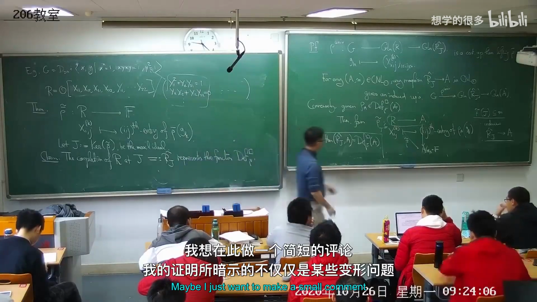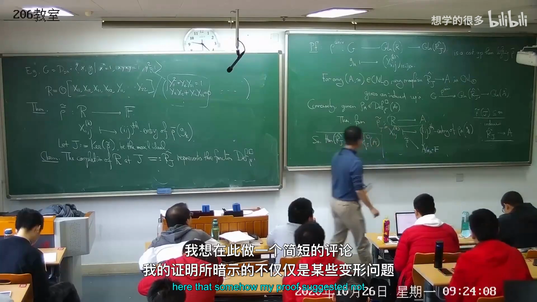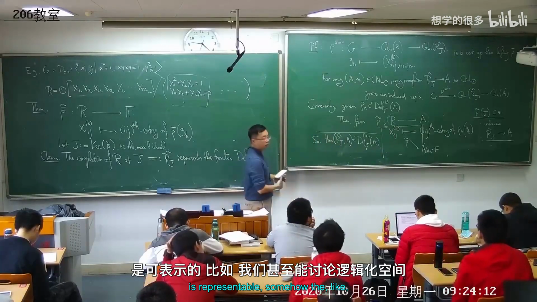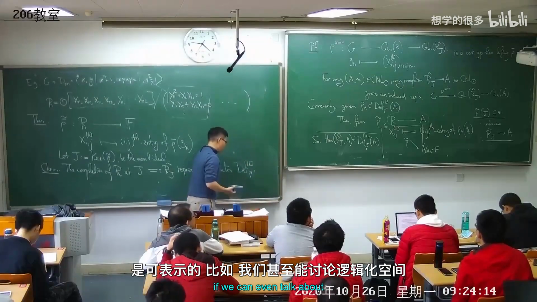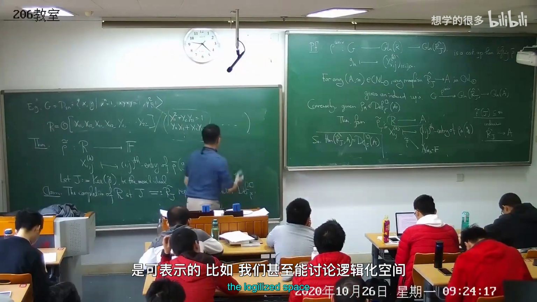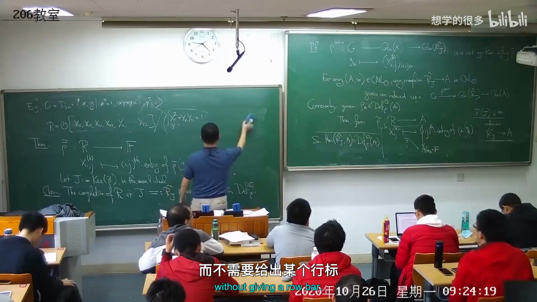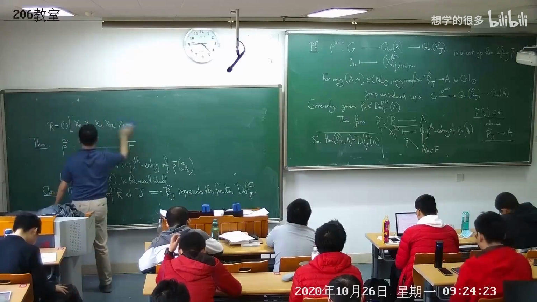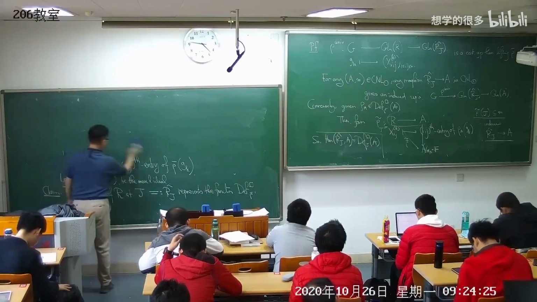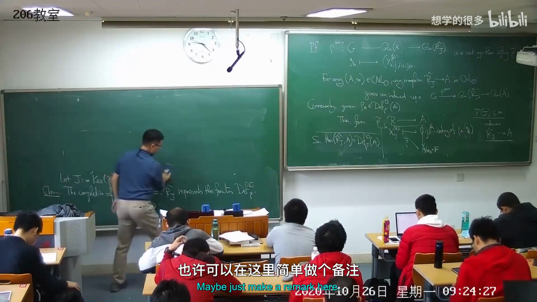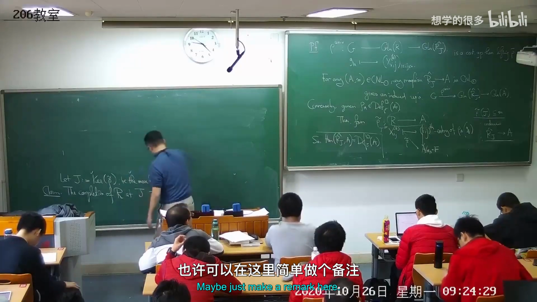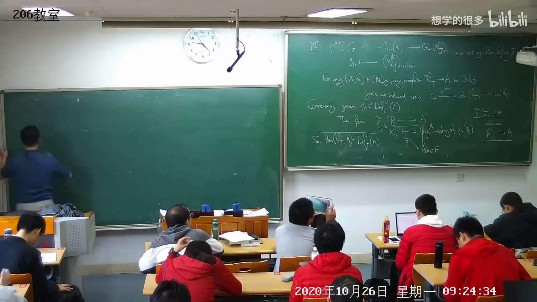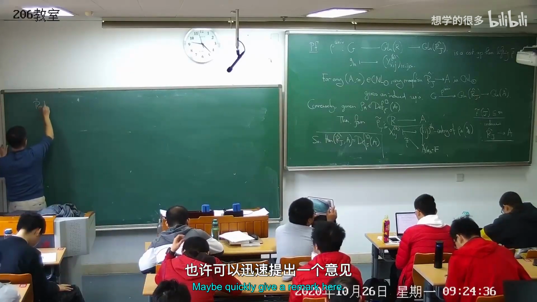Maybe I just want to make a small comment here, that my proof suggests that not only is the deformation problem representable, we can even talk about the moduli space of all possible representations without giving a rho bar. Maybe quickly give a remark here.